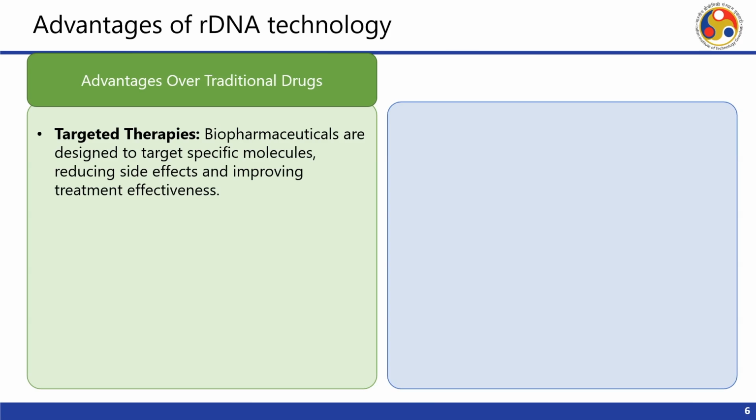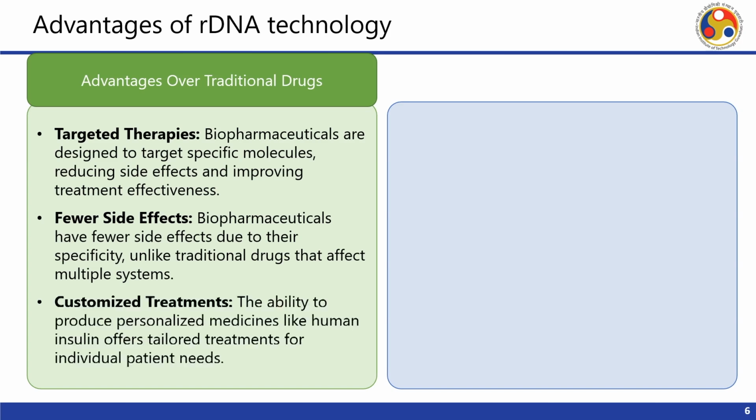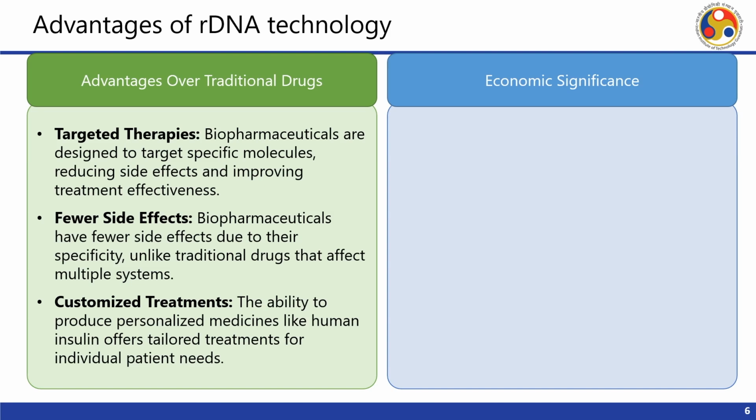Biopharmaceuticals are designed to target specific molecules, reducing side effects and improving treatment effectiveness. There are fewer side effects. Biopharmaceuticals have fewer side effects due to their specificity, unlike traditional drugs that affect multiple systems. And then we can also go for customized treatments. The ability to produce personalized medicines like human insulin offers tailored treatments for individual patients' needs.